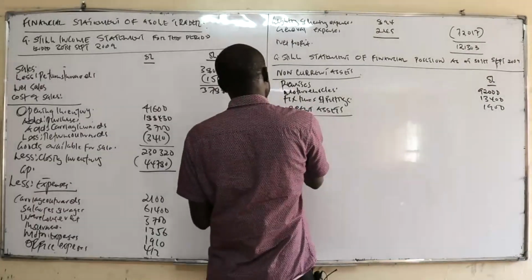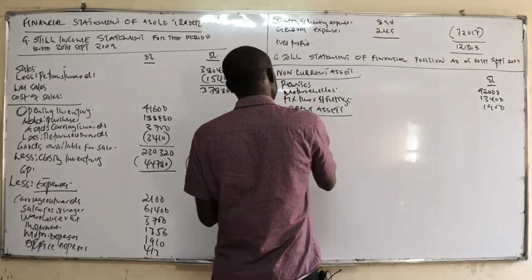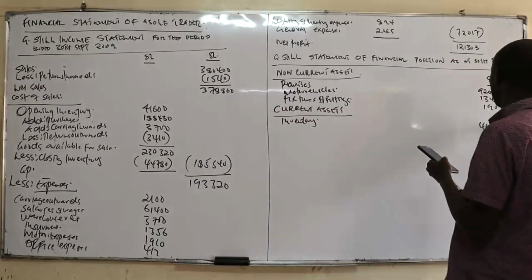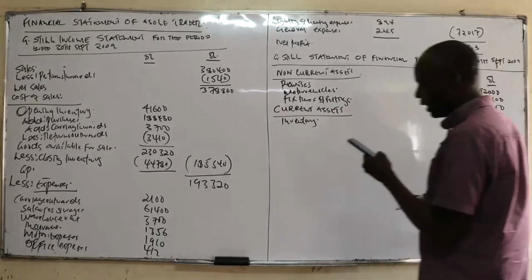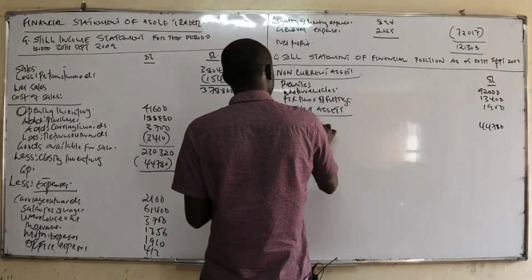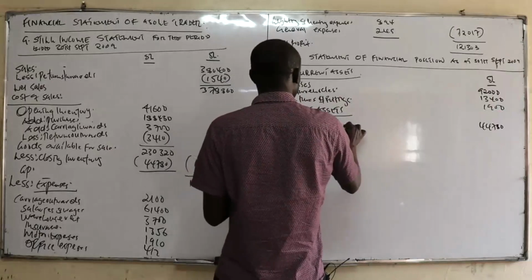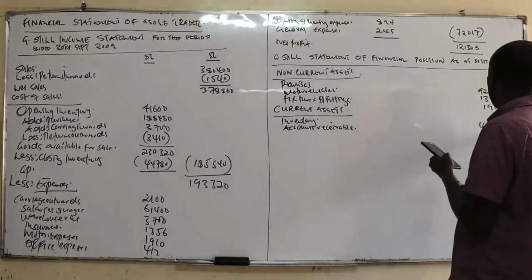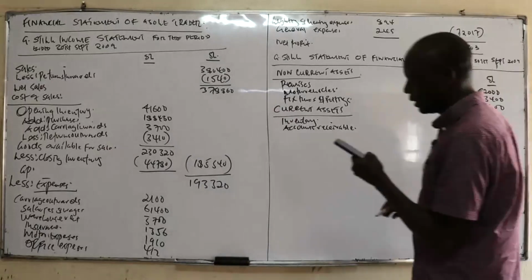So in this question, we have the closing inventory. The closing inventory is 44,780. And then we have accounts receivable, which is 42,560. Then we have cash at bank.